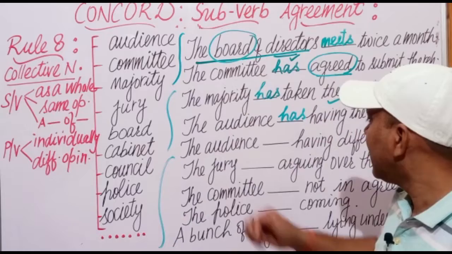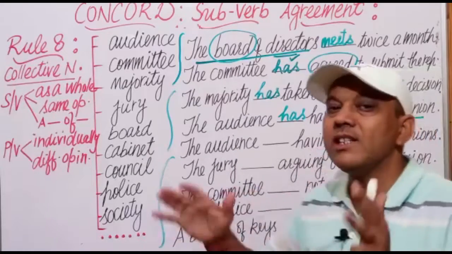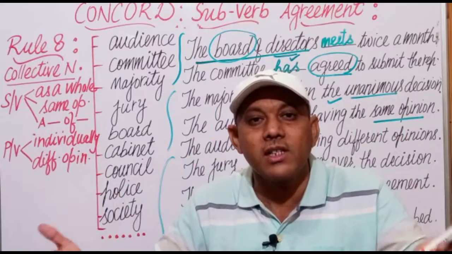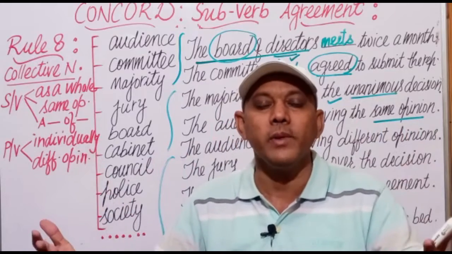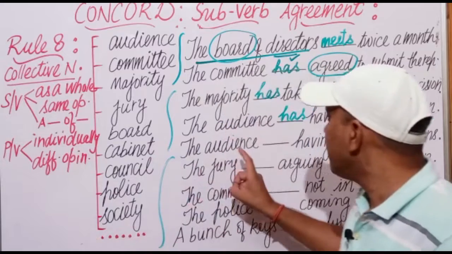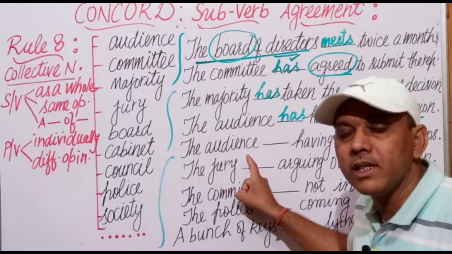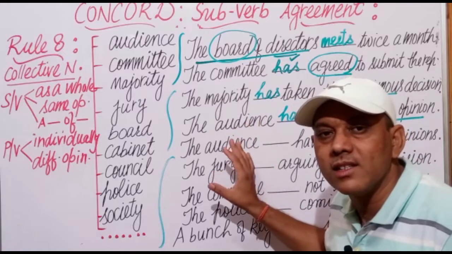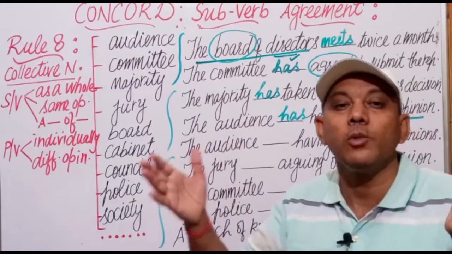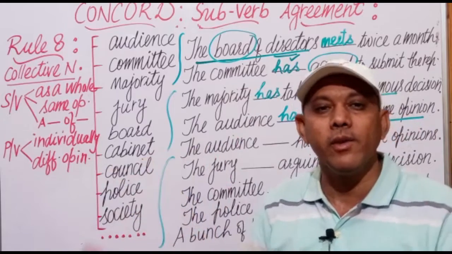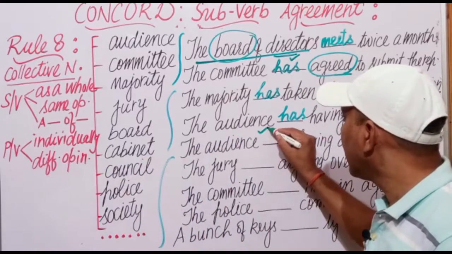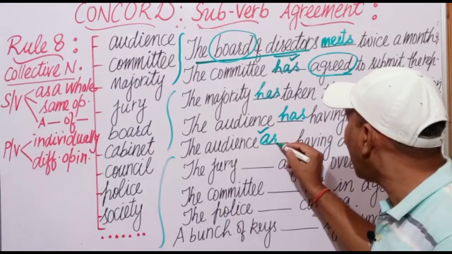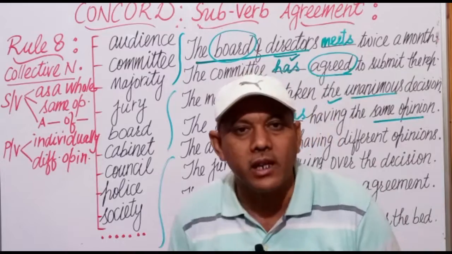And the next is the audience dash having different opinions. Here, they are divided. They have not the same opinion. They have different opinions. Means here the members, all the people of this group of audience, have different opinions. They are working individually. So we shall use a plural verb in this sentence. It means the audience are having different opinions.